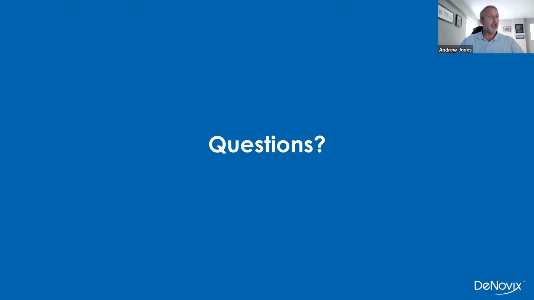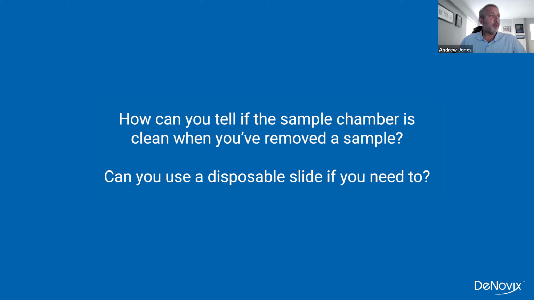So the first question was regarding the CellDrop. How can you tell if the sample chamber is clean when you've removed a sample? And can you use a disposable slide if you need to as well? So the field of view is live. After you're done cleaning those sample surfaces, you'll be able to see if there's any debris or lint left behind. And yes, we can accommodate slides. We have a slide mode. However, remember, that is with the traditional 100 micron, which may not be able to accommodate all of your organoid sample types.